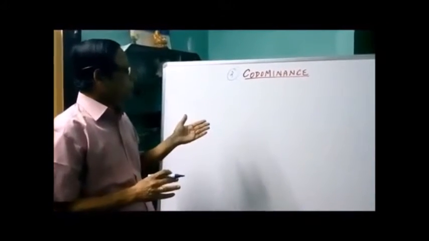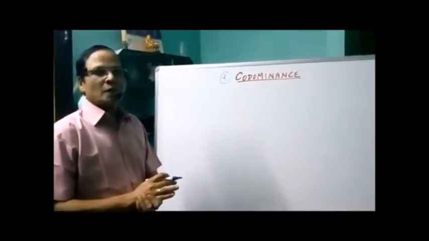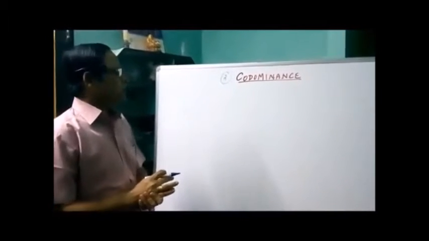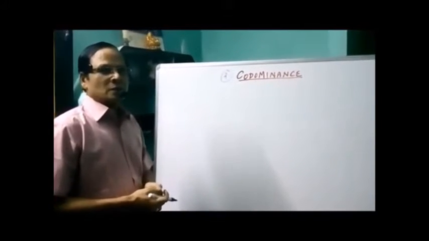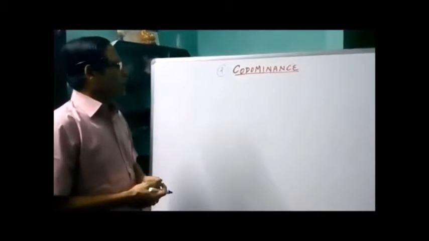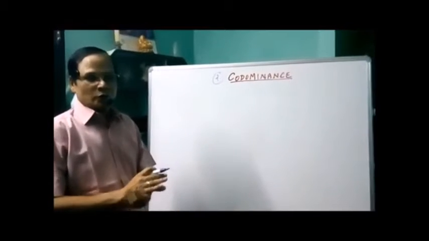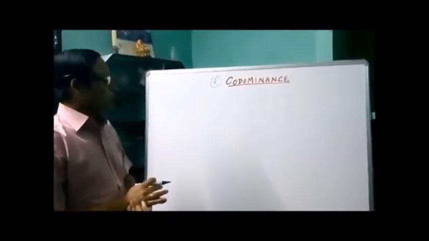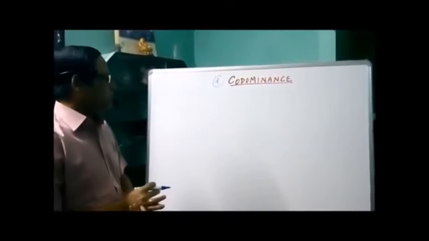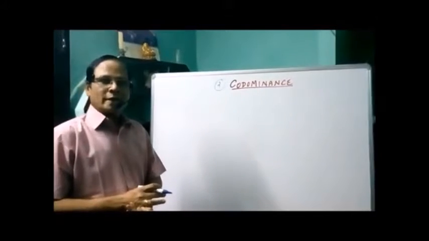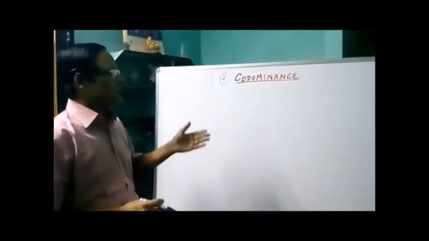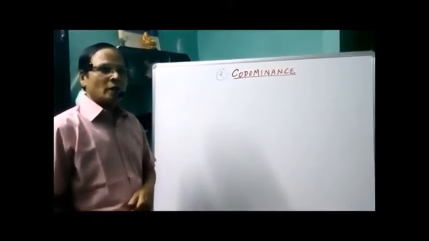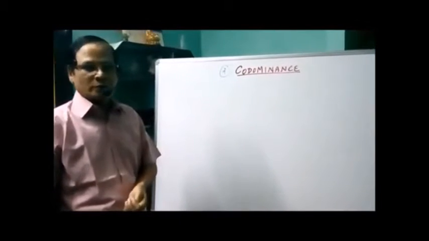So codominance is a phenomenon in which both the alleles are expressed in the phenotype of an individual. It is a phenomenon in which both the alleles are expressed in a heterozygote individual. That is called codominance. We have a number of examples.